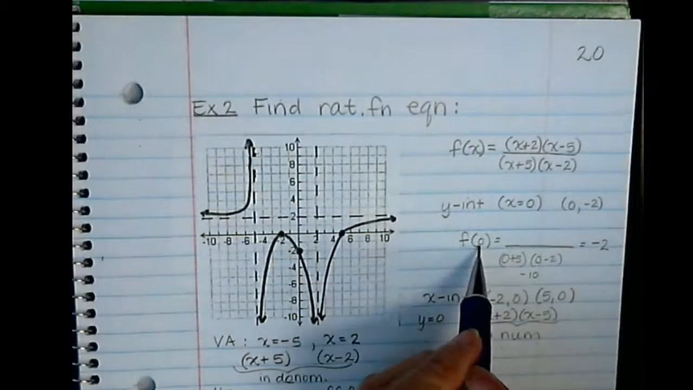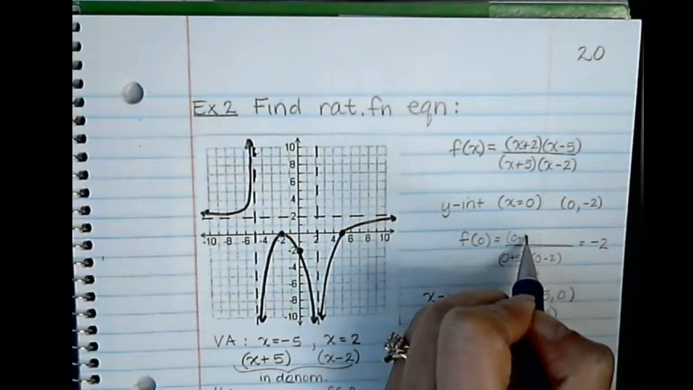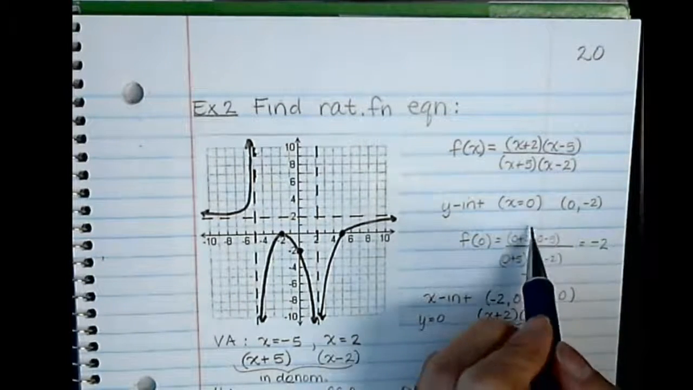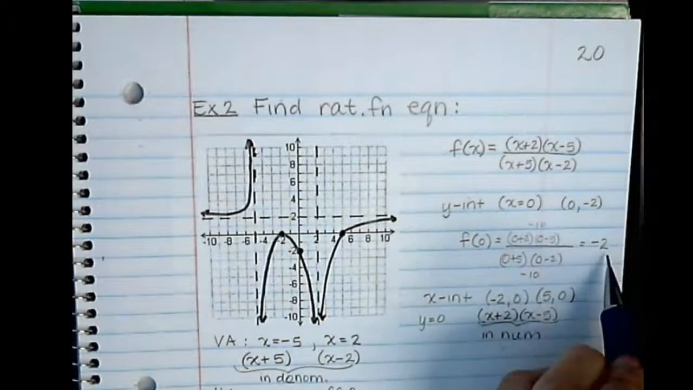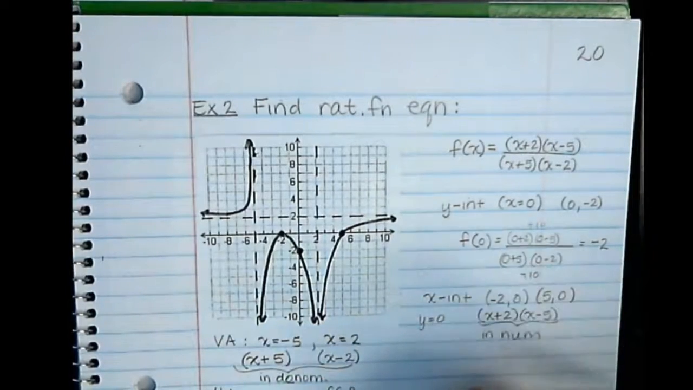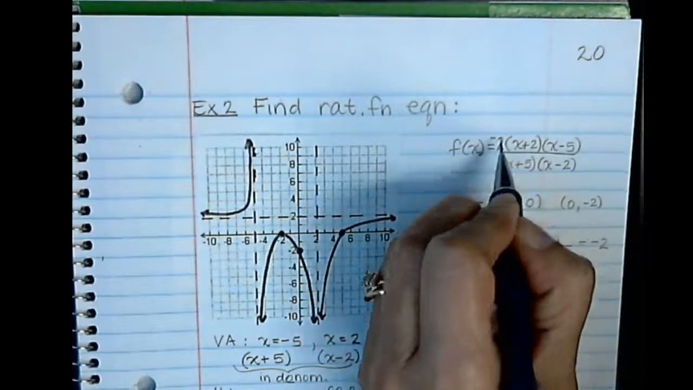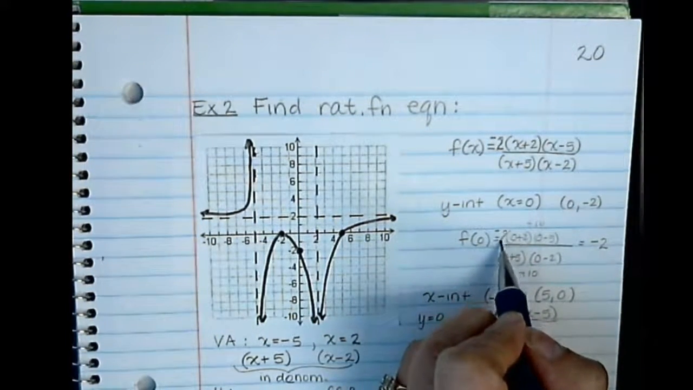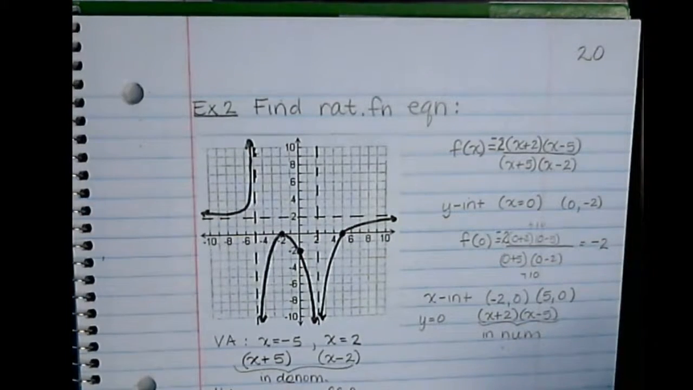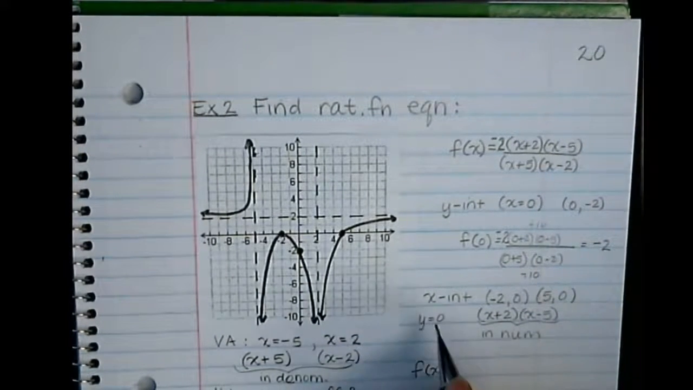So I'm going to come back over here and plug in 0. I'm going to get 0 plus 2 and 0 minus 5, and you see that I get -10 at the top as well. I need to get -2. So the two negatives are going to cancel, and I still need to multiply by -2. So I'm going to squeeze in a -2 up here to cause my -2 to come out at the end for my y-intercept. So we have found our f of x that will satisfy this.